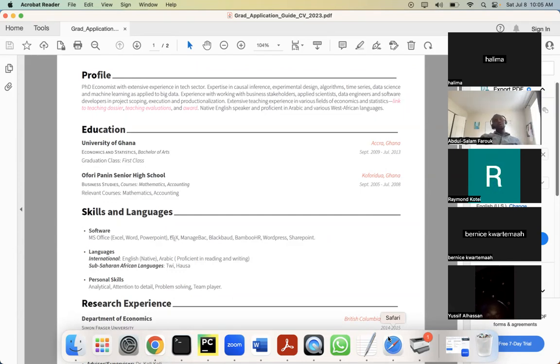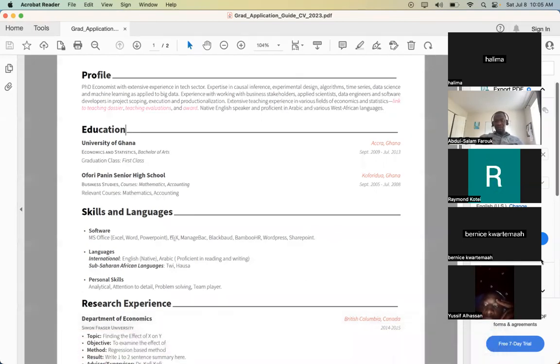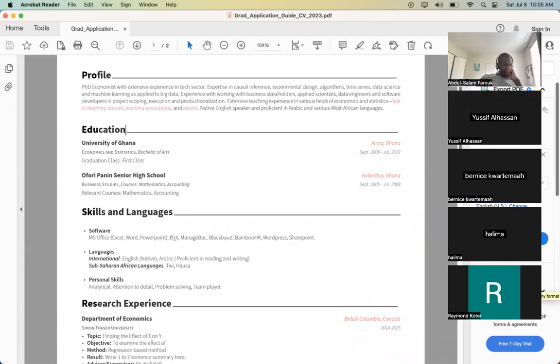I think with referees, some of the schools specifically mention, as you indicated, that you should have maybe two academic referees and one from industry. I think that's a tough one for me. I'm trying to think on top of my head what might be the best approach, but unfortunately nothing. I'm finding it difficult to think about the best approach here.